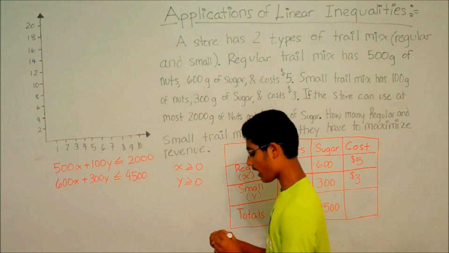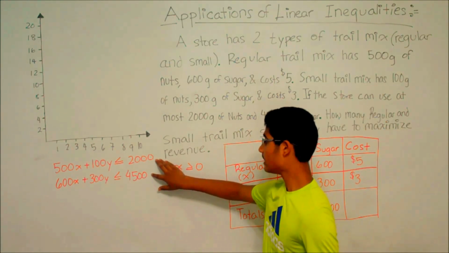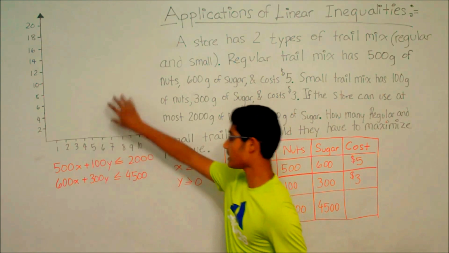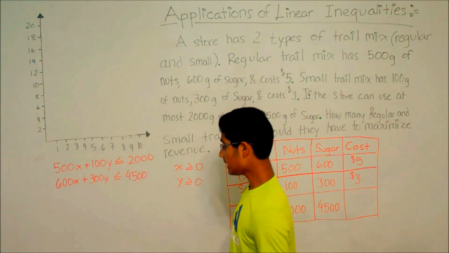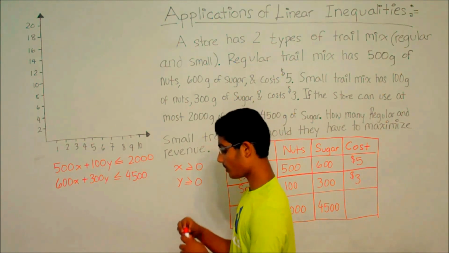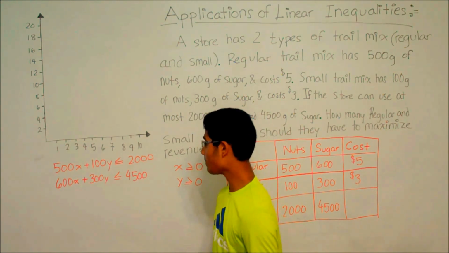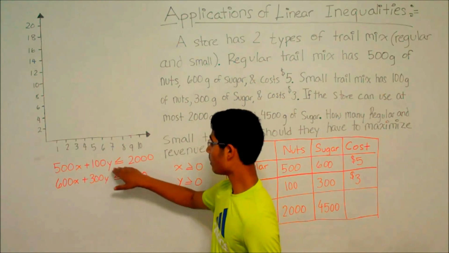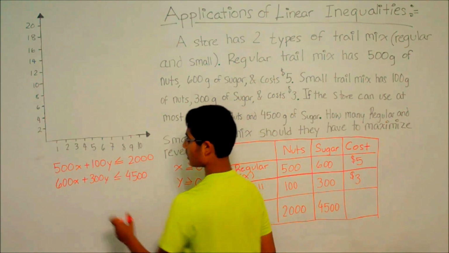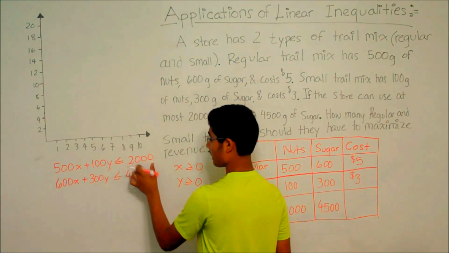But before we can graph them, these two equations are in standard form. So to graph them on this type of graph, let's first put them in slope-intercept form. What that means is we have to get y by itself on each equation. So we have 500x plus 100y is less than or equal to 2,000.